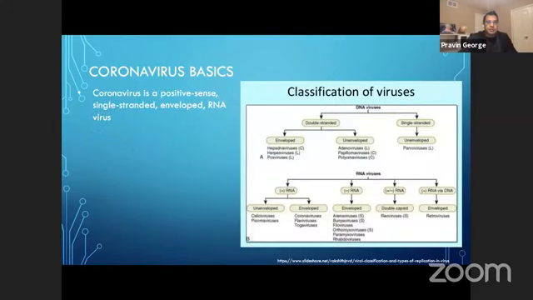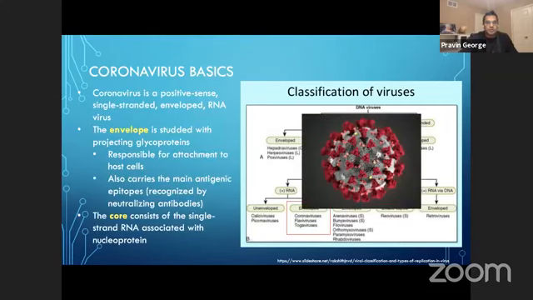Looking at the coronavirus basics, just looking at it as a virus in itself, it is a positive sense, single-stranded enveloped RNA virus. It falls right in this area. And this envelope is studded with the projecting glycoproteins that everybody knows about. This is responsible for its attachment to the host cells. It also carries the main antigenic epitopes, and this is where your antibodies can come from. And then under that is this core that consists of the single-strand RNA associated with the nuclear protein.